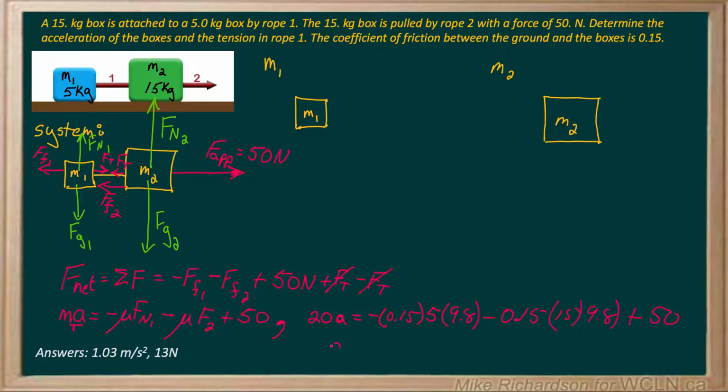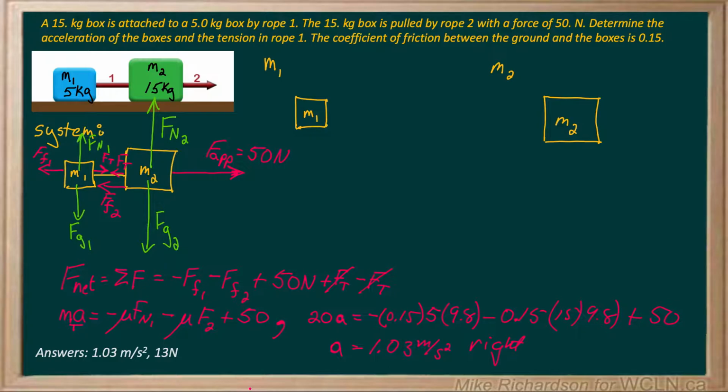So when you work all this out, work out all the right-hand side and divide it by 20, you should get an acceleration of 1.03 meters per second squared, and that'll be to the right. That's driving the system. So now we know the acceleration. Let's look at what the tension is in rope 1.